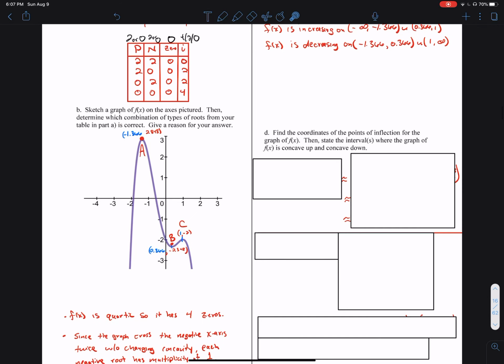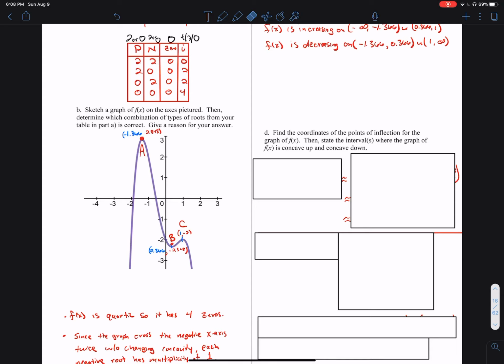Find the coordinates of the points of inflection for the graph of f of x. If you recall, points of inflection are approximately halfway between the x values of the 2 consecutive relative mins or maxes. So for example, I have a max at A and a min at B. So approximately halfway between A and B, there's going to be a point of inflection. It asks for the coordinates of that.